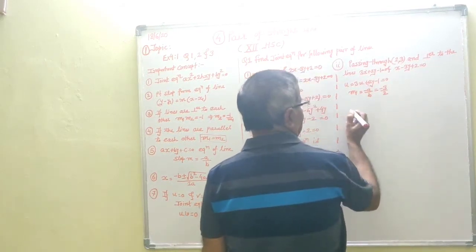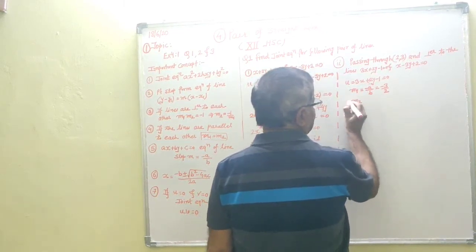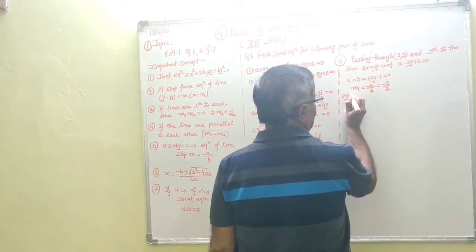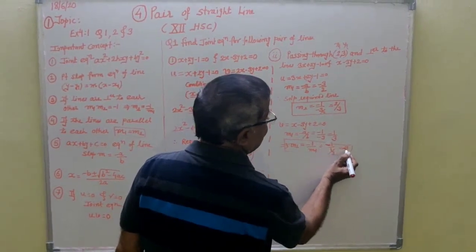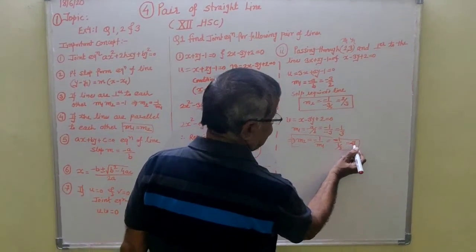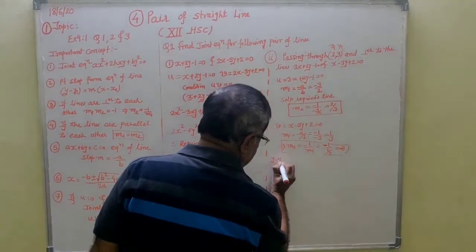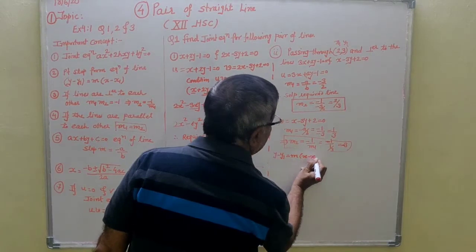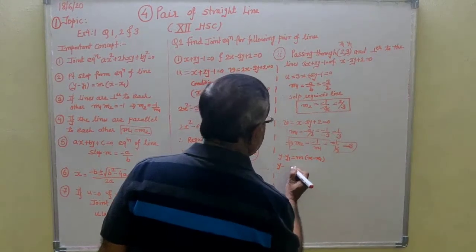Now what is my m2 for this? Because the line is perpendicular, the slope for this line will be the slope perpendicular to u. The slope of the line m2 is equal to minus 1 upon m1, that is minus 1 upon minus 3 by 2, so the slope of the second line will be 2 by 3. Now we will find the equation. You know y minus y1 is equal to m into x minus x1. Now I am substituting the values of y1, m and x1. What is y1? It is 3.